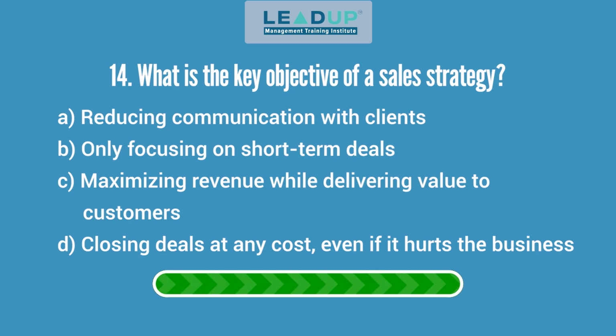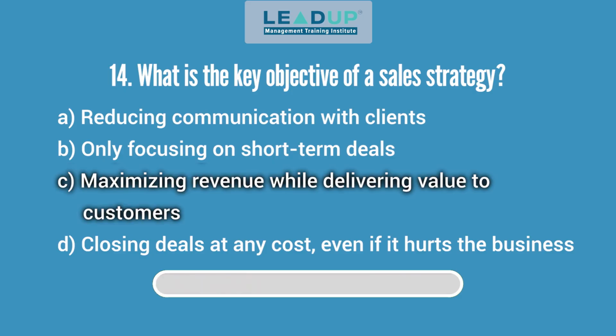Question 14. What is the key objective of a sales strategy? A. Reducing communication with clients. B. Only focusing on short-term deals. C. Maximizing revenue while delivering value to customers. And D. Closing deals at any cost, even if it hurts the business. Answer: maximizing revenue while delivering value to customers.